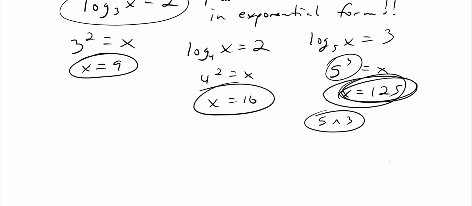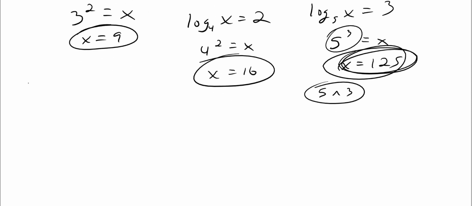Okay, let's do a couple more solving ones. Log base 7 of x equals 0. So 7 to the 0 power equals x. What's 7 to the 0 power? A lot of you guys are going to say 7, or you're going to say 0. Boo! Anything to the 0 power is 1.